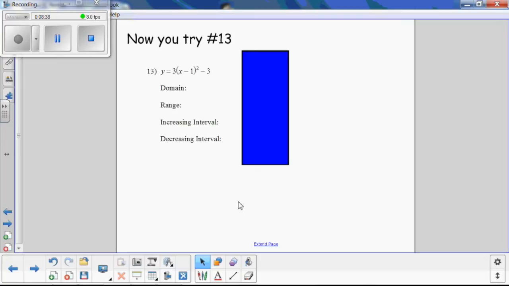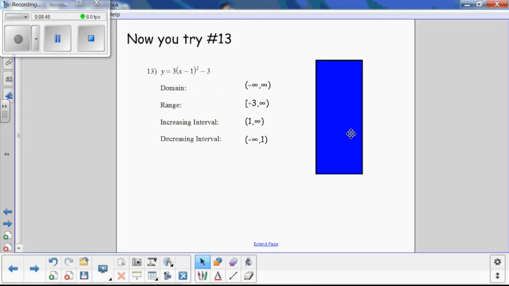Now you try number 13. So your domain is -∞ to infinity, your range is [-3, infinity), increasing from 1 to infinity, and decreasing from -∞ to 1.